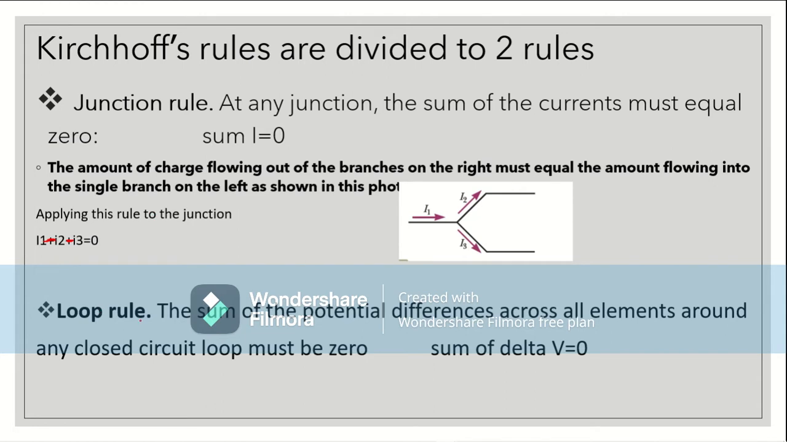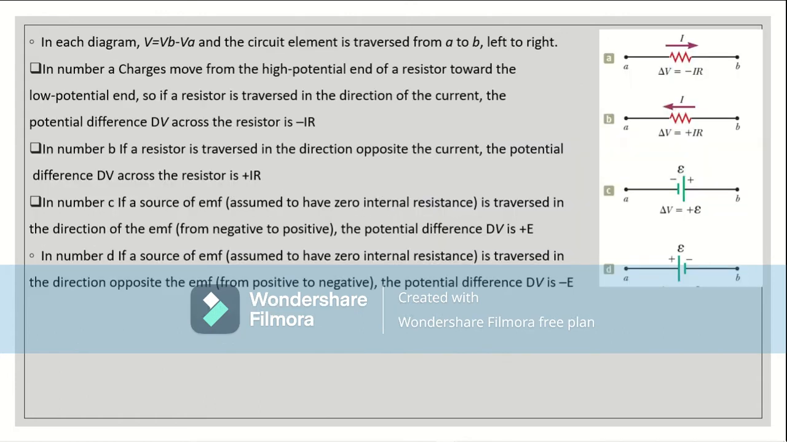The second rule is the loop rule. The sum of the potential differences across all elements around any closed circuit loop must be 0. Sum of delta V equals 0. So, in each diagram, delta V equals VB minus VA, as the element is traversed from A to B, left to right.